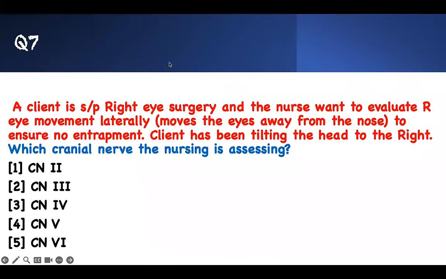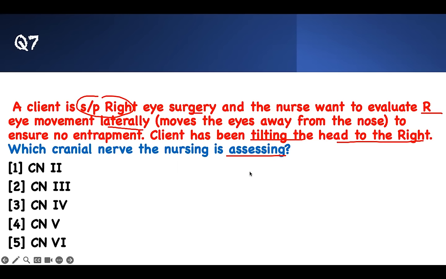Number 7. Which cranial nerve is the nurse assessing? The client is status post right eye surgery. The nurse wants to evaluate right eye movement laterally. That means moving the eyes away from the nose, to ensure no entrapment. Client has been tilting. This is a bunch of buzzwords. Tilting the head to the right, towards the area that is injured. Which cranial nerve?